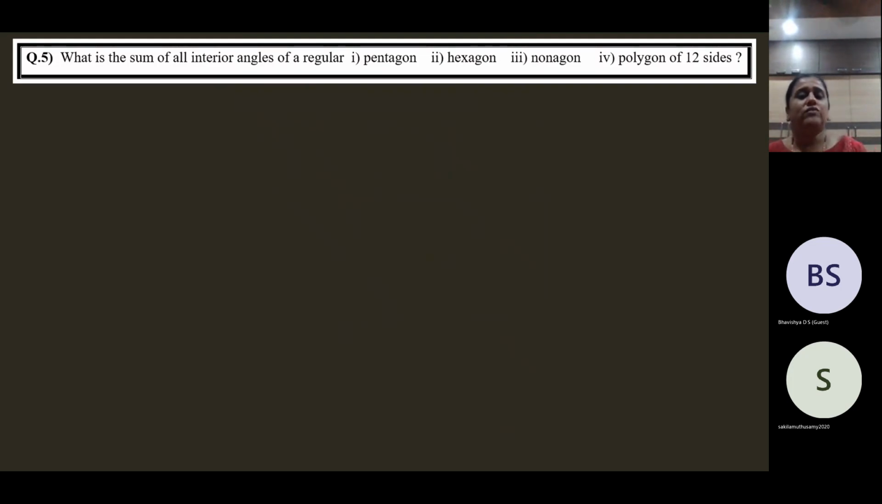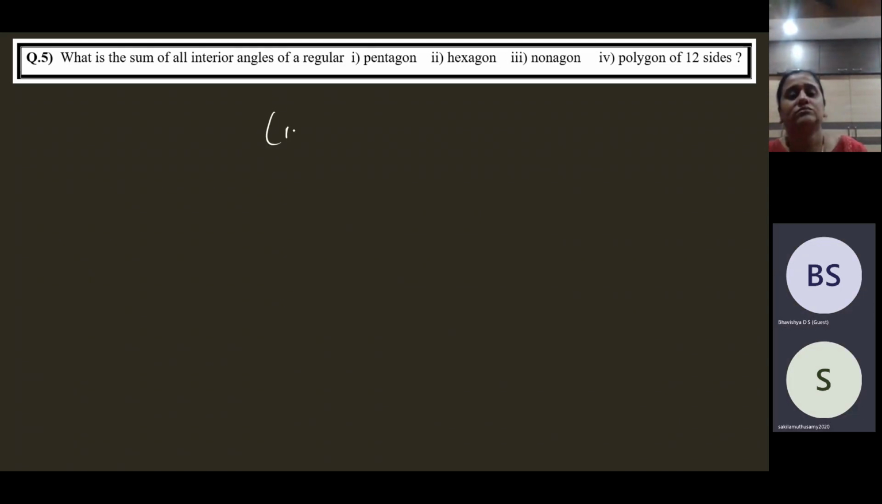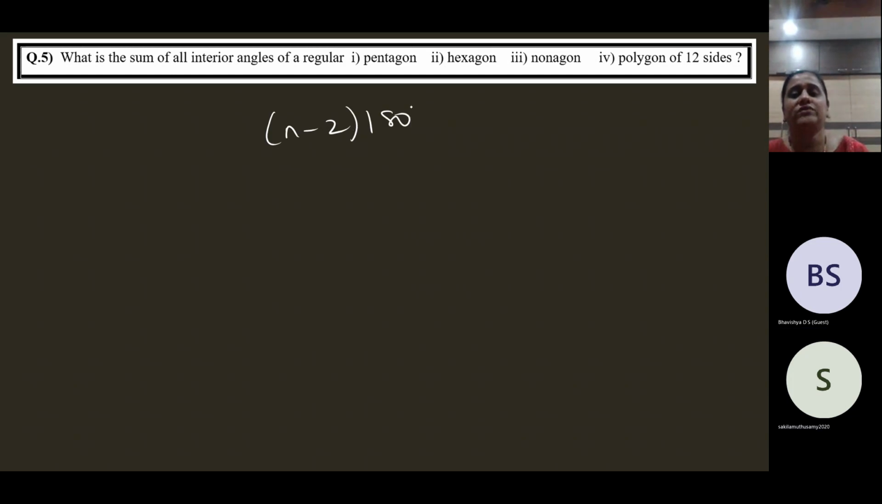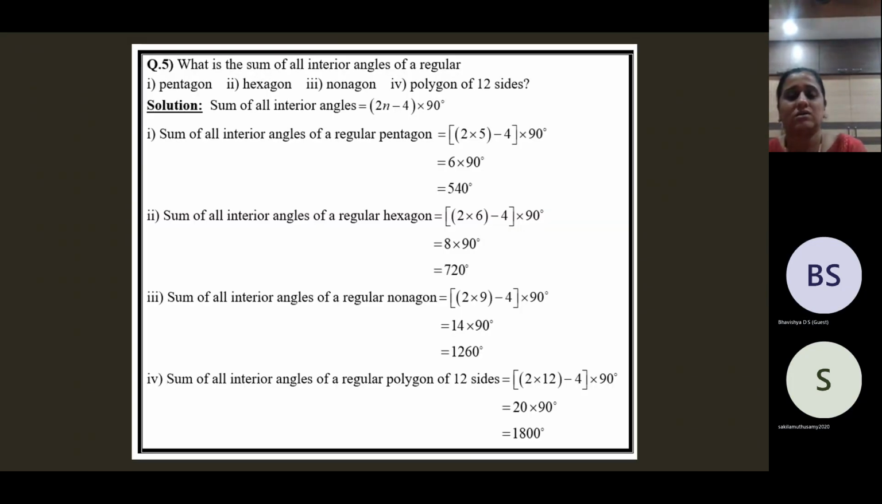Yeah, this is easy. What is the sum of all the interior angles of a regular nonagon? Tell me, how do you do this? What's the formula to find the sum of all the interior angles? n minus 2 into 180, ma'am. And for a nonagon, what is the value of n? 9, ma'am. 9 minus 2 into 180. So this you can do. I'll just leave this one.